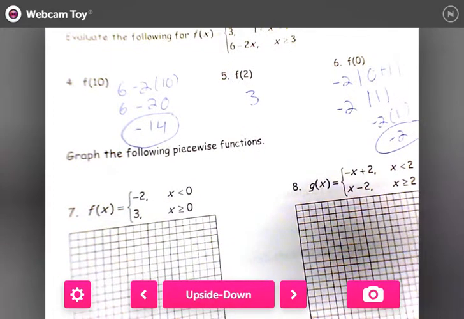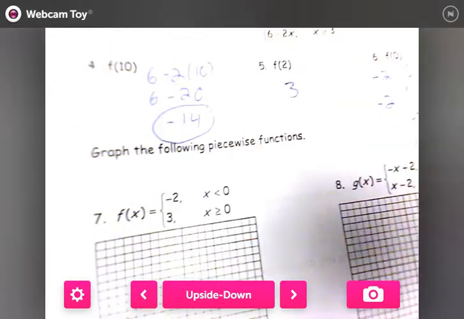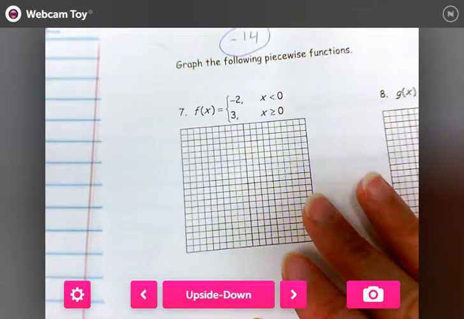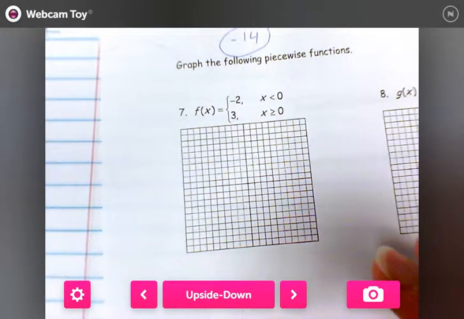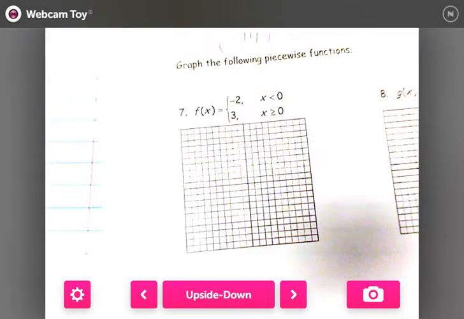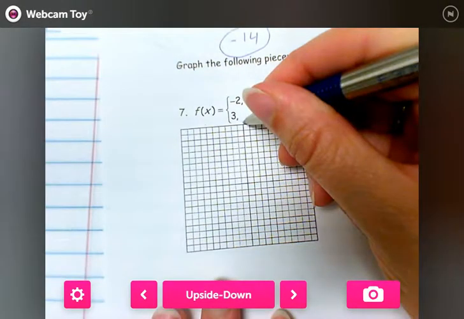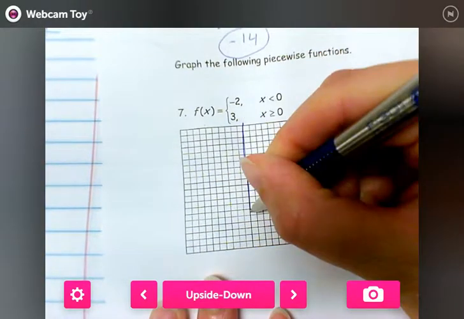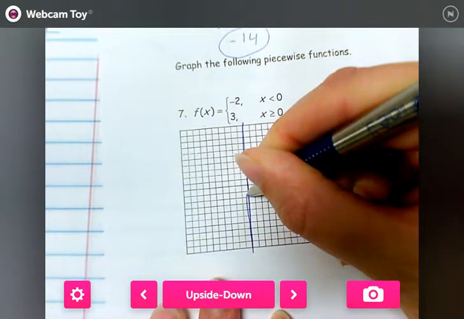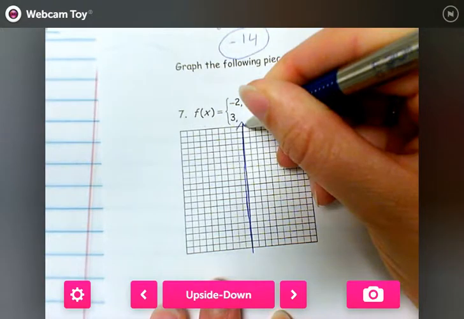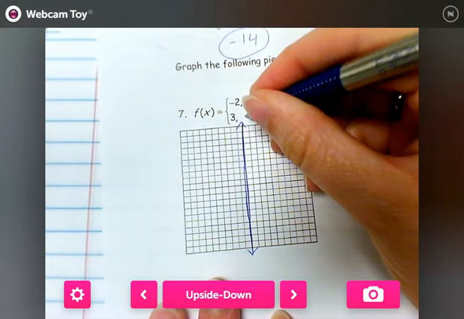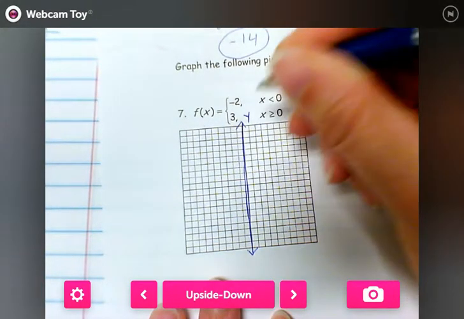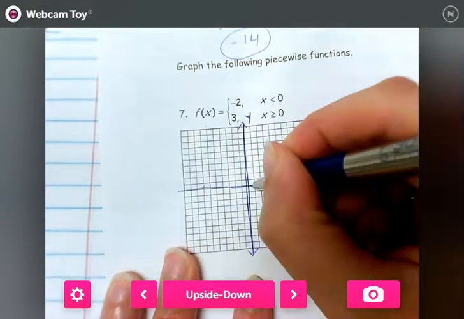Okay, so let's look at number 7. Number 7 is probably the easiest, but it can be a little confusing. The first thing I highly recommend doing is outlining where the x and y axis is. So right here, I'm outlining that this is the y-axis. Right here, I'm outlining that this is the x-axis.